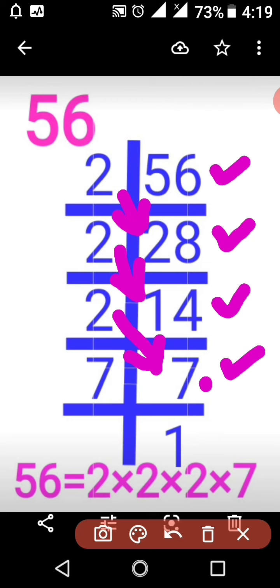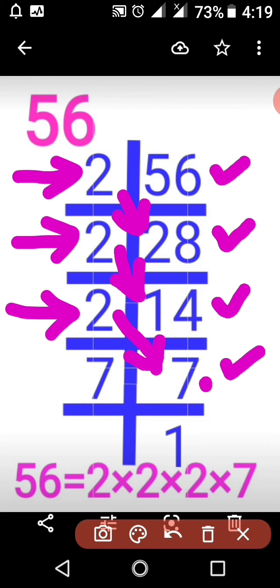How many factors did we get here? 4 factors. The first one is 2, the second one is also 2, the third one is also 2, and the fourth one is 7. So 56 can be written as 2 into 2 into 2 into 7. Now let us see how to find the LCM from these two sets of prime factors.